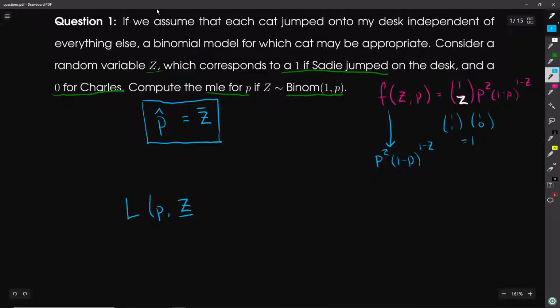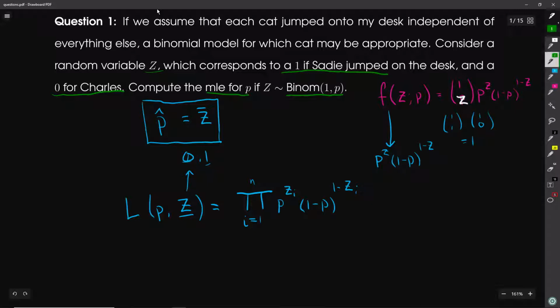given our sample z. And this sample z, just to reiterate, is going to be a sequence of zeros and ones, where the 0 corresponds to Charles and the 1 corresponds to Sadie. So the likelihood of the parameter p with respect to this sample, it's an independent and identically distributed sample, so we take the product over all of our observations. So we'll say i equals 1 to n, and we multiply the PMF across this whole case here. So that's p to the z_i, 1 minus p to the 1 minus z_i. Okay?